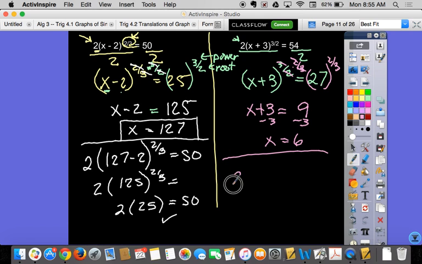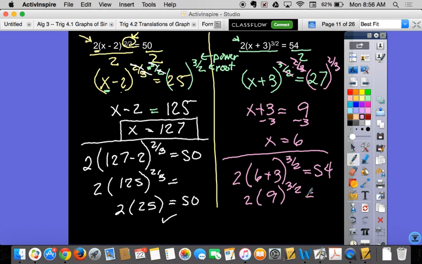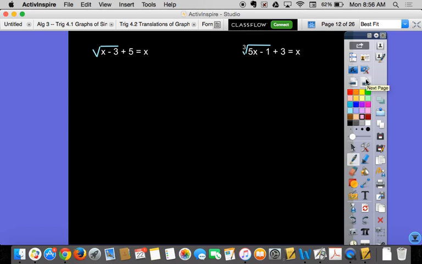You need to check it. 2, and then 6 plus 3 raised to the 3/2 is that 54. So 2, and then we've got 9 to the 3/2. Well, the square root of 9 is 3. 3 cubed is 27. If I double 27, yes, I do have 54. This checks. My answer is good. Okay, but get in the habit with these of checking your solutions.